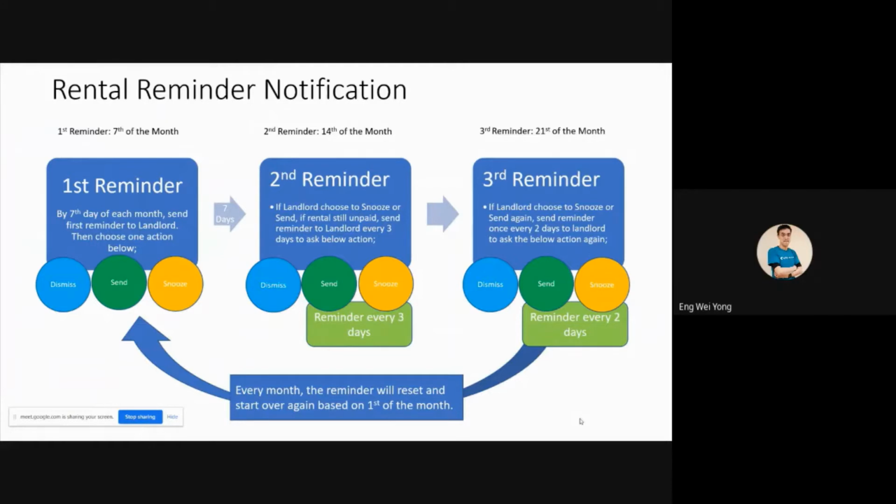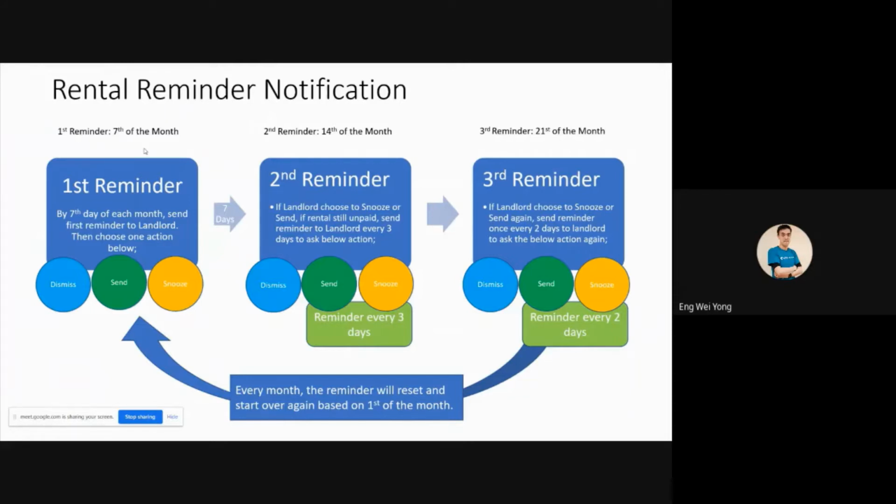So with the Landlord123 app rental reminder feature, the app can help you make sure that you are going through a process to not miss the rental collection. So what I mean here is, if we look at the first box here, on the first reminder, on the 7th of every month, the app will send a reminder to tell you that, hey, for this particular property, there's a rental that you need to collect.